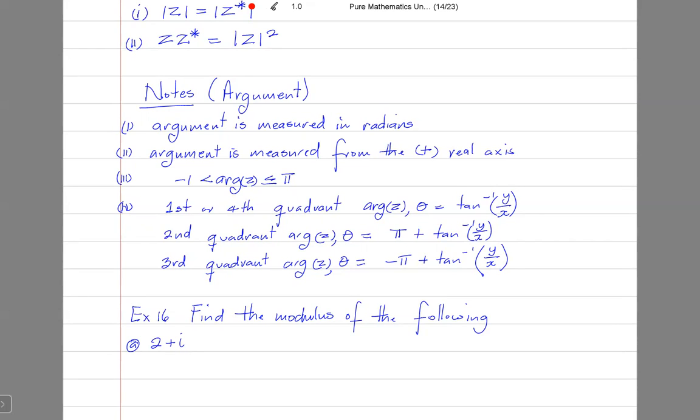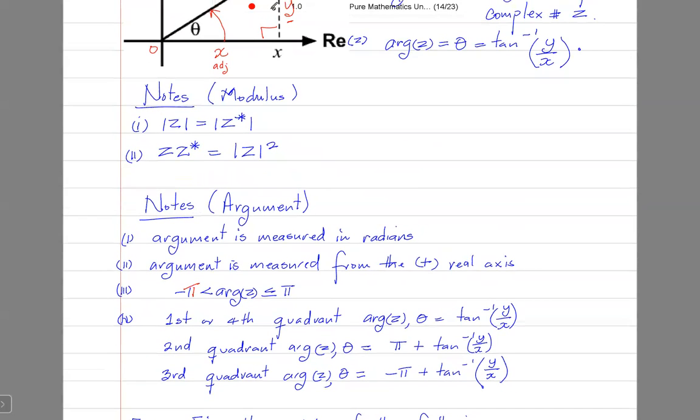So the argument of a complex number is less than or equal to pi, but greater than minus pi. This should be minus pi, I'm so sorry. So the argument must be less than or equal to positive pi, but greater than minus pi. And I'll show you what we're talking about.